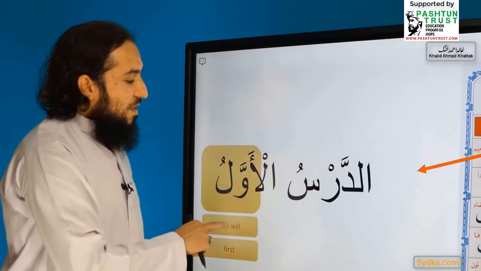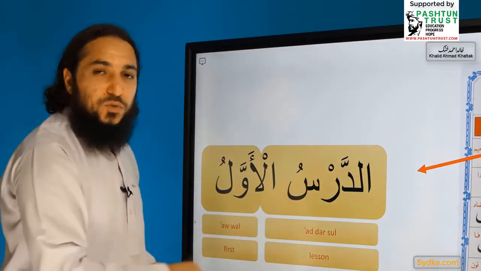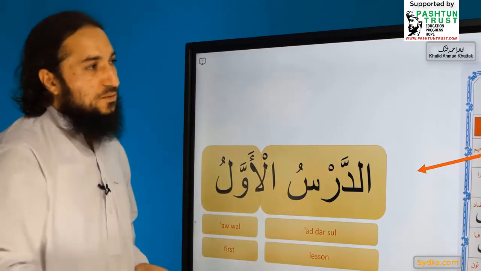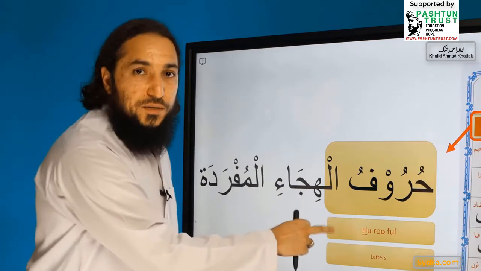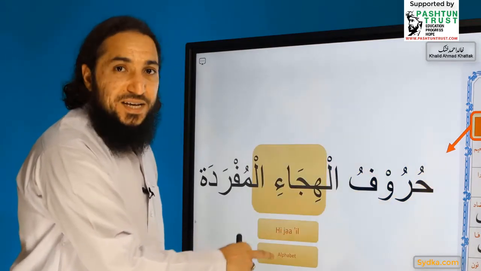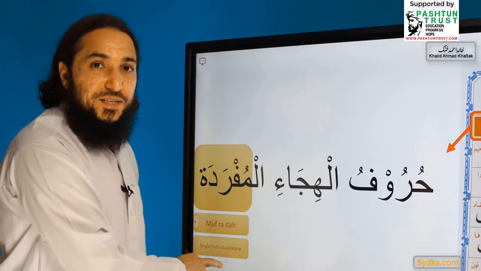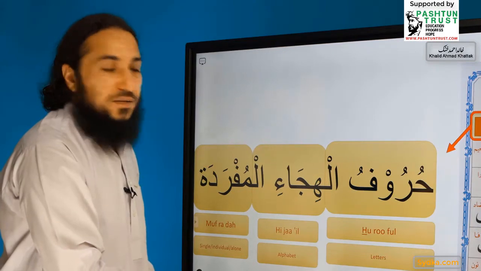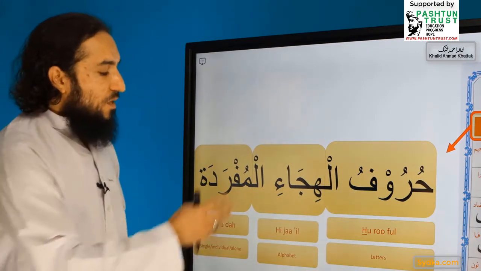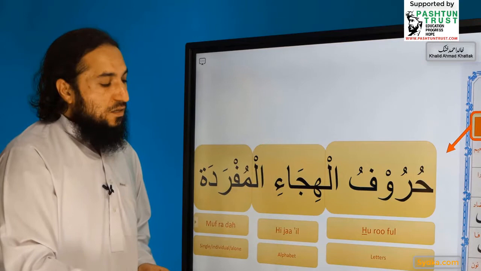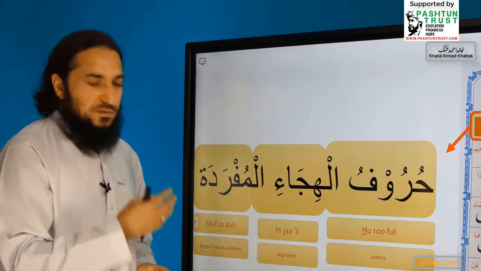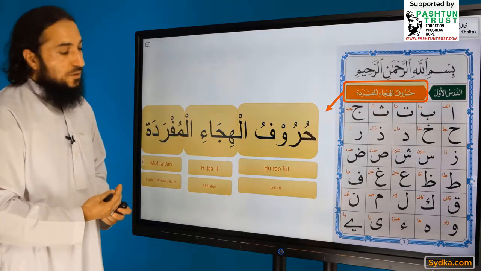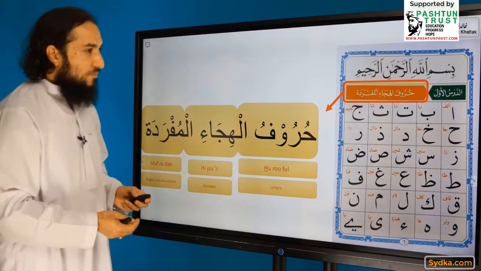الدرس الأول. That means الدرس means lesson, and أول means the first. That's the first lesson. حروف الهجاء المفردة. حروف means letters, هجاء alphabet, and مفردة individual, alone. So that means this lesson is about individual letters of the Arabic alphabet.